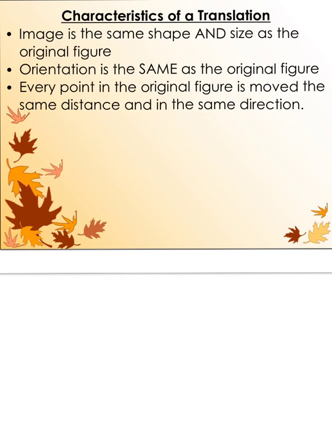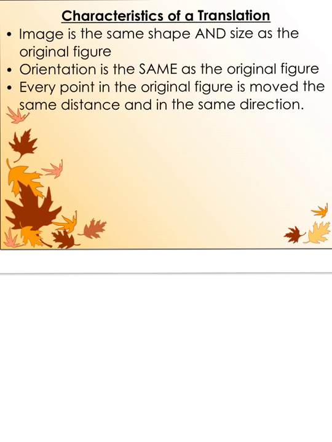But the ones that we're taking a look at today for our translation, they're going to be the exact same shape, exact same size. That's going to be a really good check for you to make sure that you did it correctly, because if it looks bigger, it looks smaller, doesn't look like a triangle, doesn't look like a rectangle anymore, you did something wrong. So that's going to be a nice check for us.